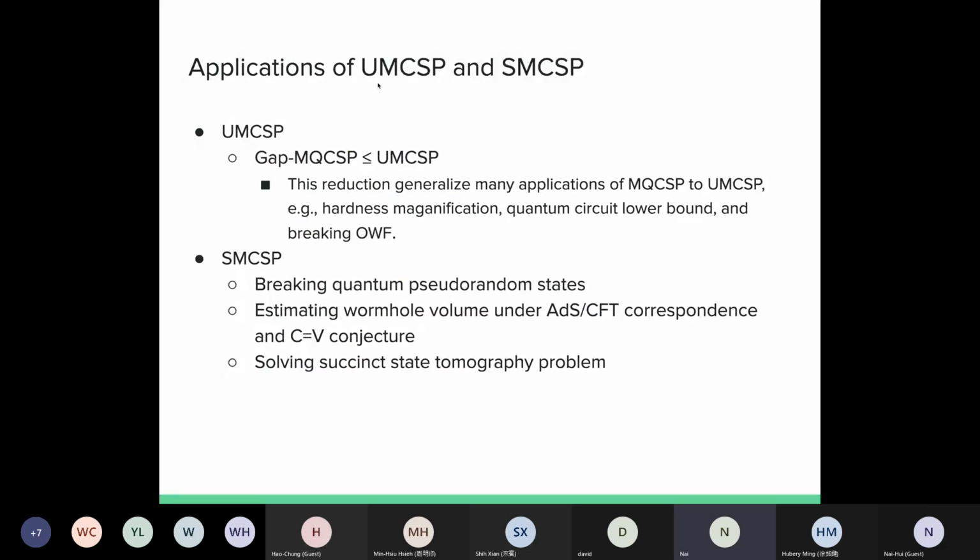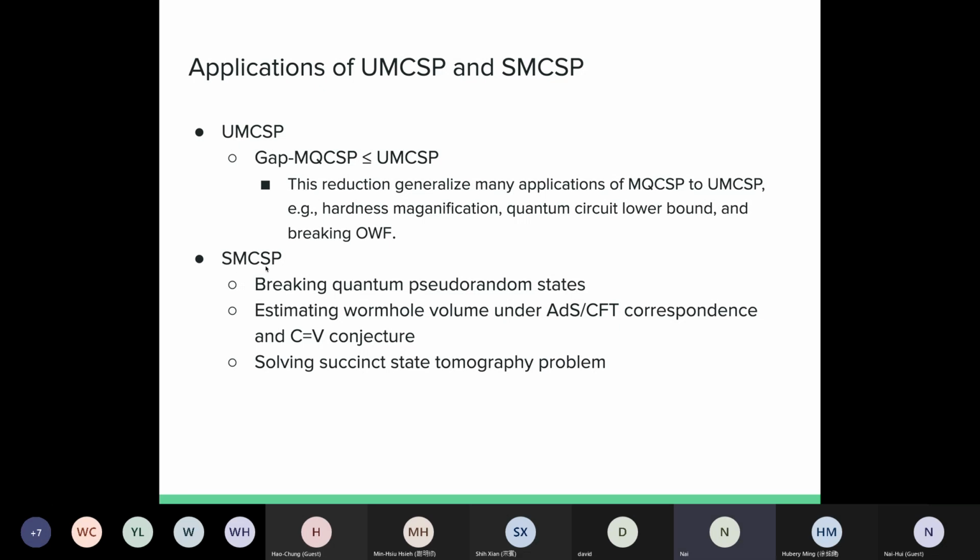We do have many applications for these problems. For unitary MCSP, as we said, we prove a gap: we show that gap MQCSP reduces to UMCSP. This reduction generalizes many applications of MQCSP to UMCSP. If you can prove some hardness result for UMCSP, then you can also get hardness magnification, quantum circuit lower bounds, breaking one-way functions, and even learning algorithms. So that's about UMCSP.